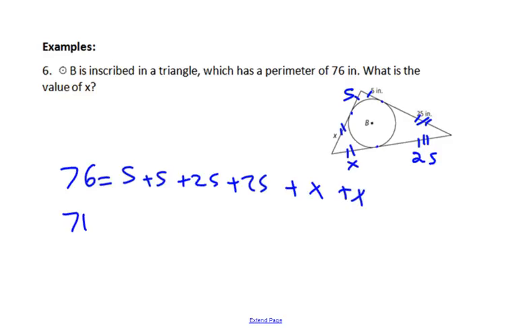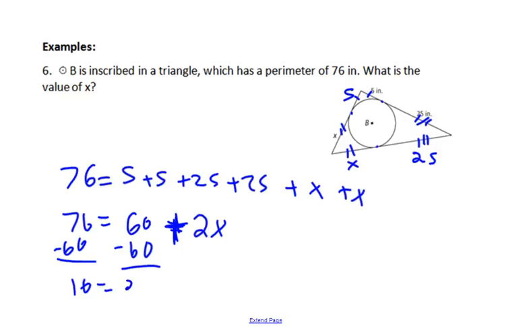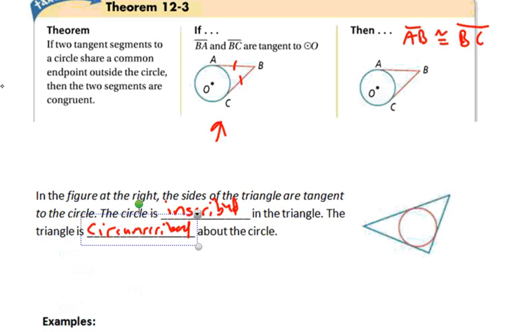So 76 equals, and you can do the math from here, 25 plus 25 is 50, plus 5 plus 5 gives me 60, plus x plus x, which is 2x. Subtract 60 from both sides, we get 16 equals 2x. That would mean that x is equal to 8. And that's really a basic way to utilize this theorem.